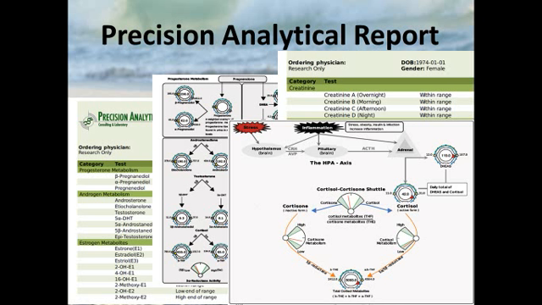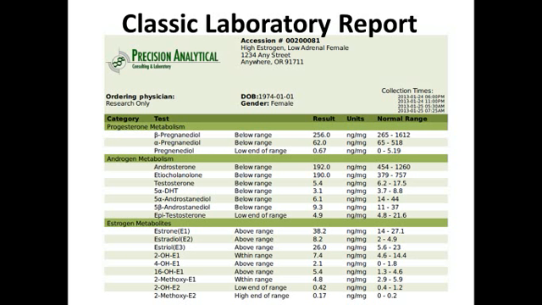This video is a short tutorial to assist you as you're trying to interpret your laboratory results from Precision Analytical. Your laboratory results will contain a few pages, and we're going to go through each one of those. The first page is your classic laboratory result, which is going to show you the patient information and the physician information on the top, and then it's going to give each of the hormone results.